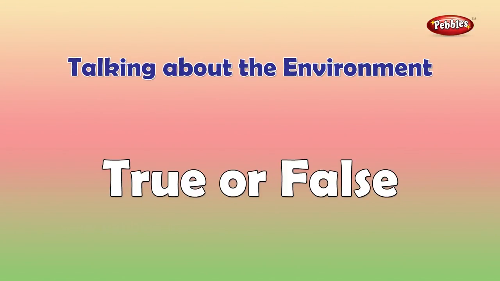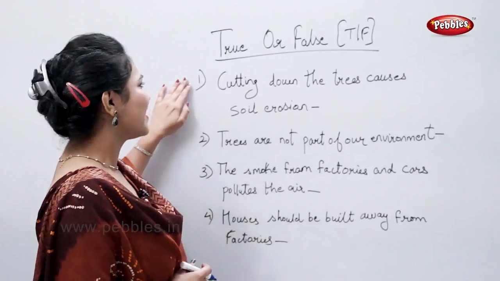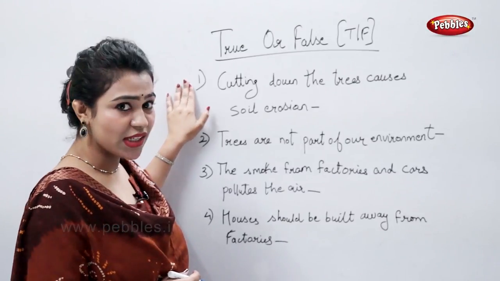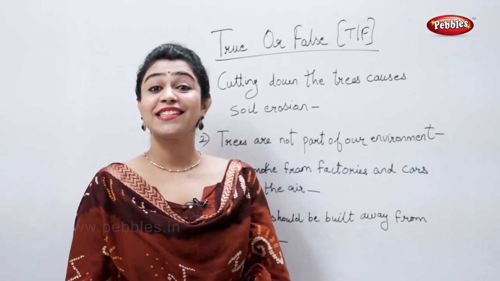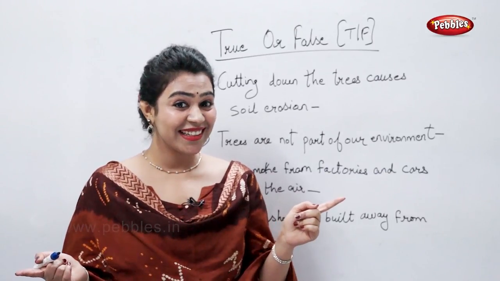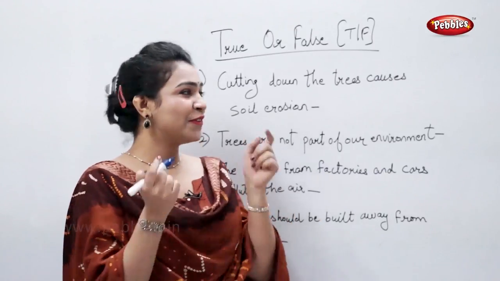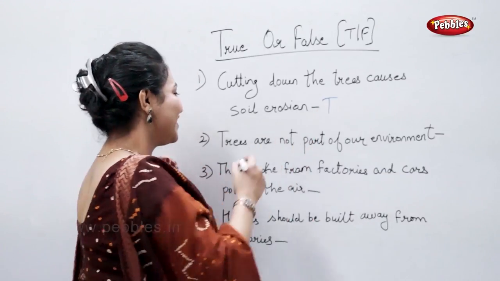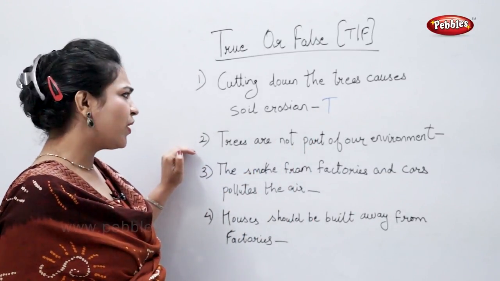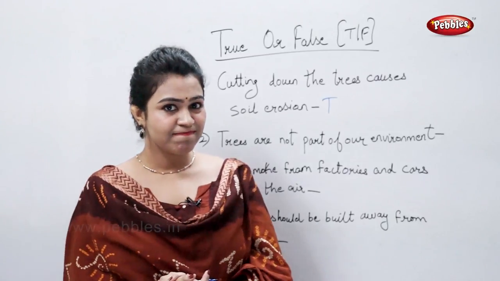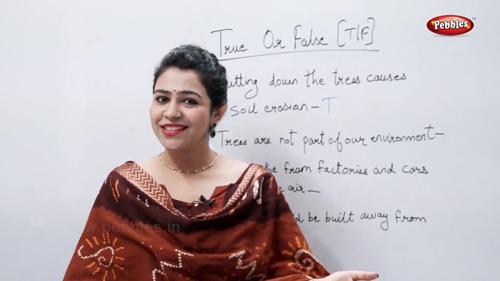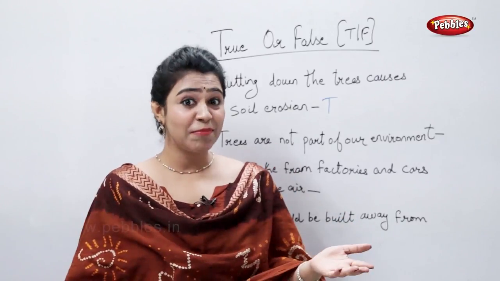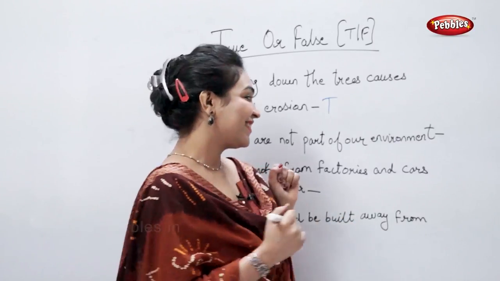True or false? Cutting down the trees causes soil erosion. Come on, students. Tell me that's true or false. That's true. Trees are not part of our environment. Is that true or false? False. Trees are definitely part of our environment.